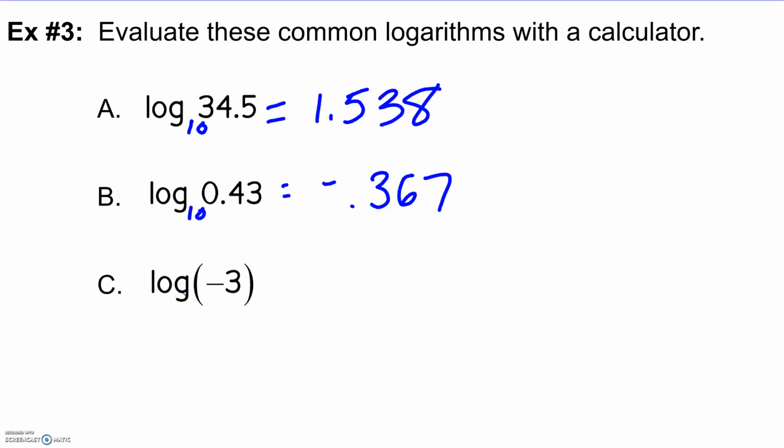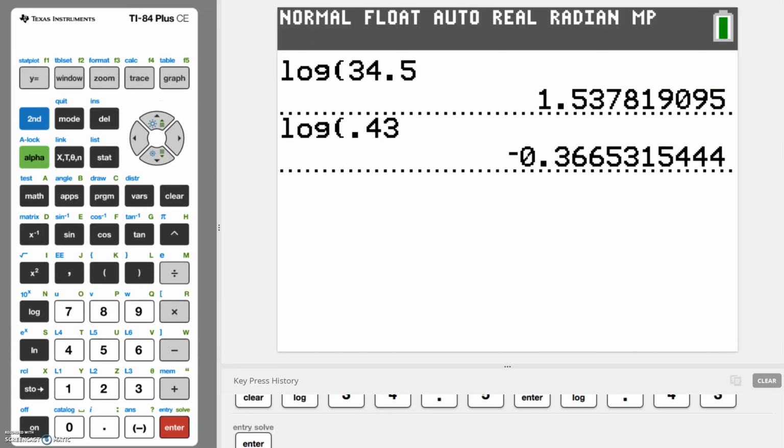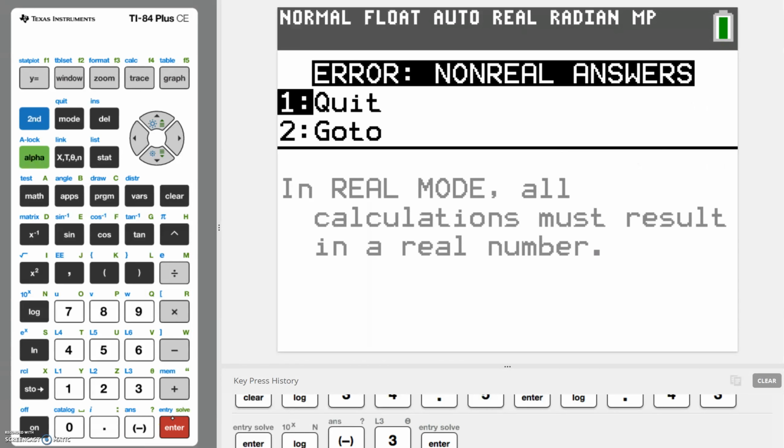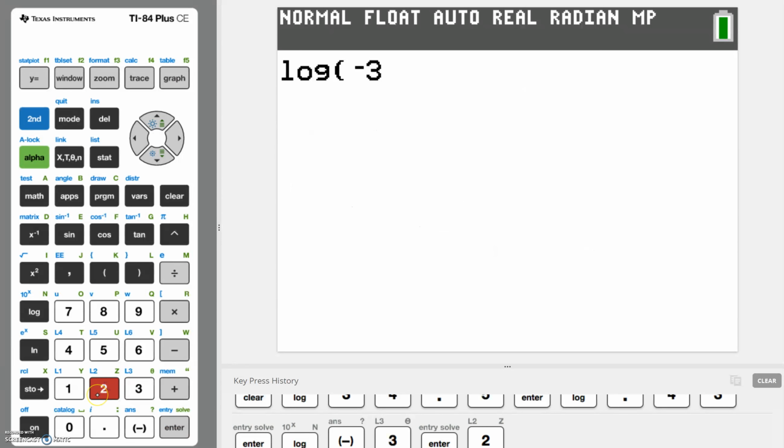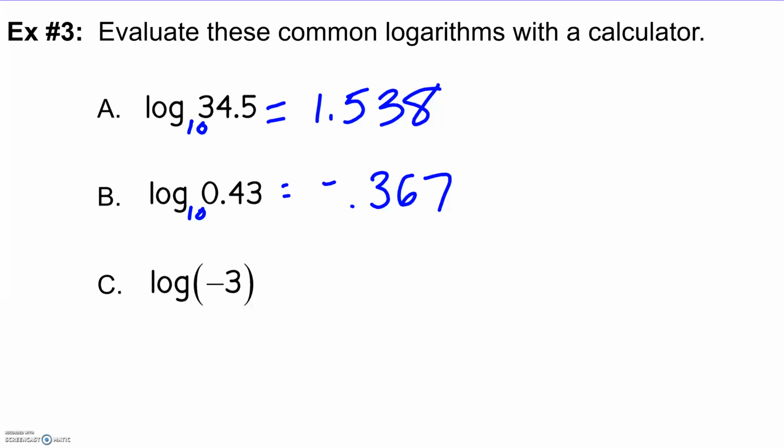Now this last one here, log of -3, watch what happens when we put that into our calculator. And I got an error, and it says it's non-real answers. That's not because there's something wrong with the calculator. That's because you cannot take the log of -3. Think about what that means. If I have log -3, remember this is base 10, and let's just say I set that equal to x, I'm saying 10 to what power is -3? Well, you can't raise 10 to a power and get a negative number.